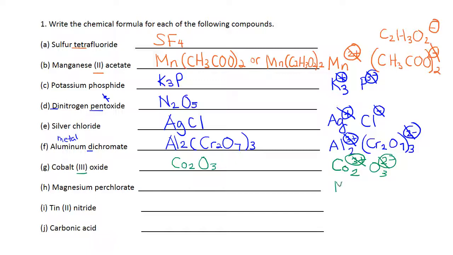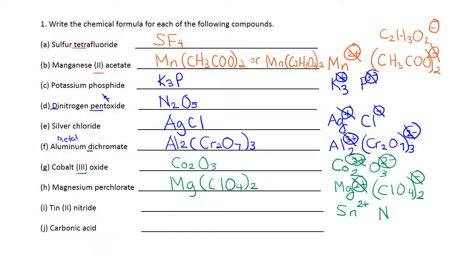Magnesium perchlorate. Okay, so let's write it out. Magnesium, I know it's going to be group 2. Perchlorate looks like a polyatomic ion. So per means the highest number of oxygen, so it should be ClO4 minus. Again, it doesn't balance out, so I need 2 of the perchlorate to make it -2. So it's going to be Mg(ClO4)2.